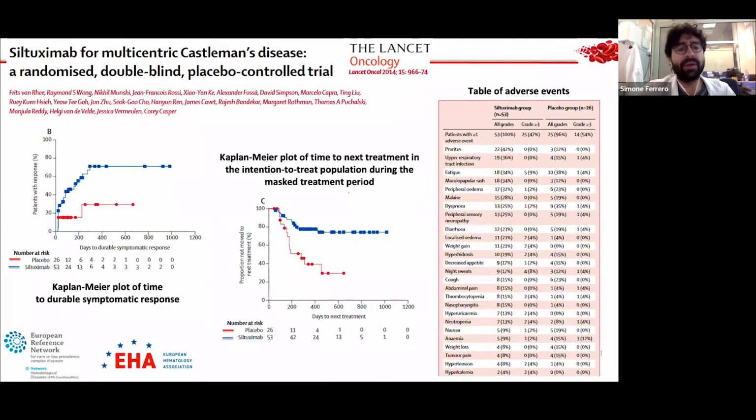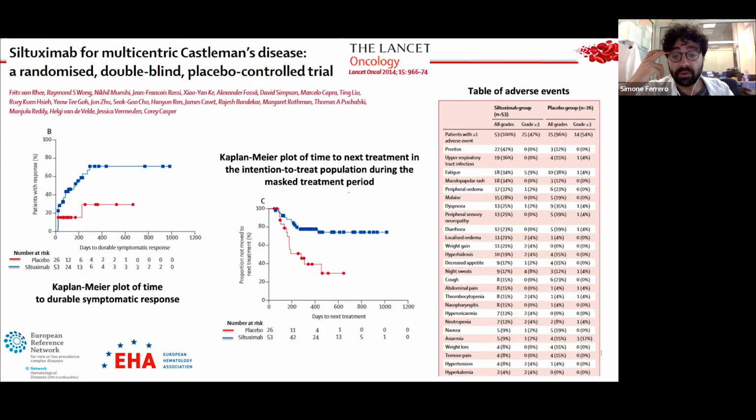As you can see from the Kaplan-Meier curves, on the left you can see the curve of time to durable symptomatic response. Patients treated with siltuximab, in blue, have a very rapid time to durable symptomatic response, more than double. While on the right, you can see the time to next treatment. And again, the patients receiving siltuximab do significantly better than patients receiving placebo.